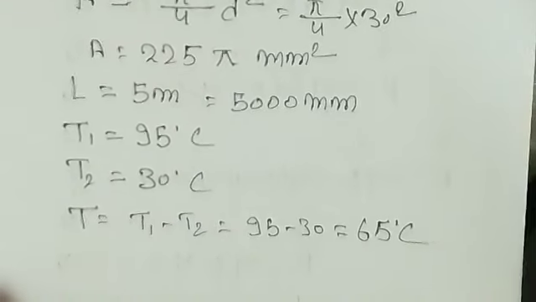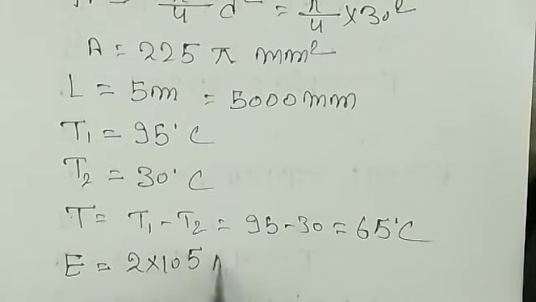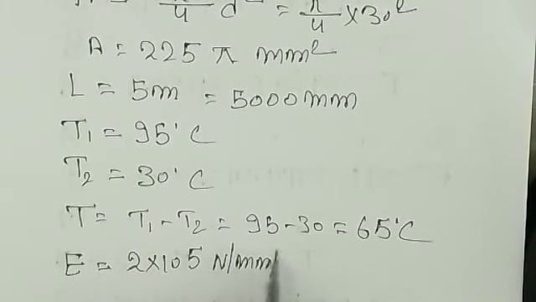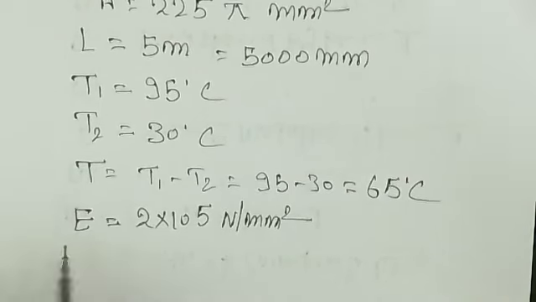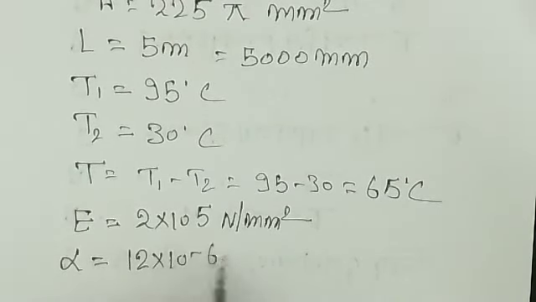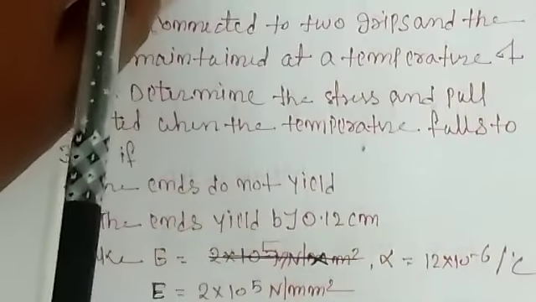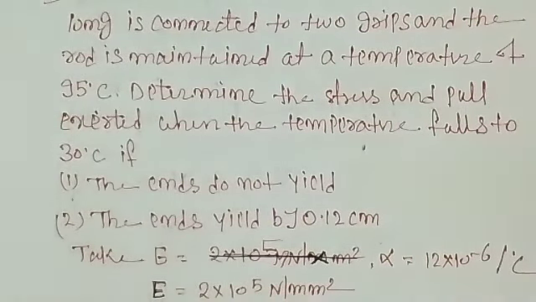The material properties of the steel rod are given: Young's modulus E is equal to 2 into 10 to the power of 5 Newton per mm², and the coefficient of linear expansion alpha is equal to 12 into 10 to the power of minus 6 per degree centigrade. This is the given data we have collected. Now, in the first condition the ends do not yield, meaning there is no delta. When there is no yielding, we can find the stress and pull.